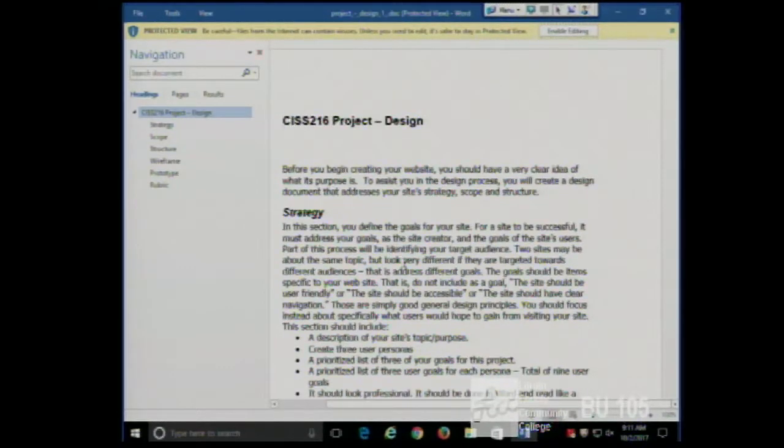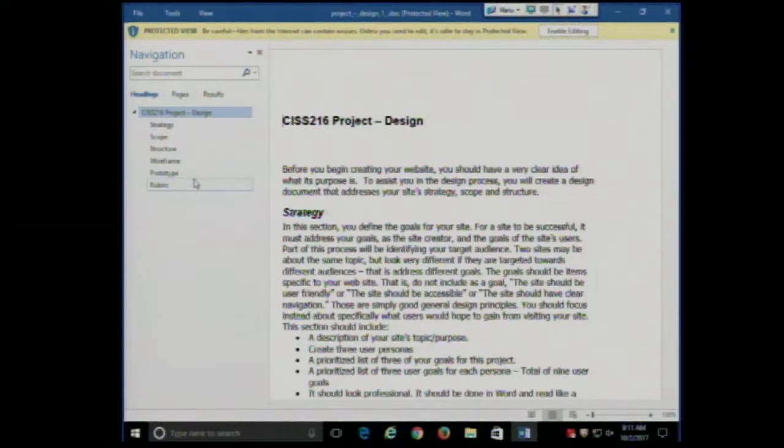A Word document or some sort of document will contain the first 4 parts, all right? The last part, the prototype, is going to be actual HTML, CSS, images, the actual files that constitute a website. The first step is a strategy step.